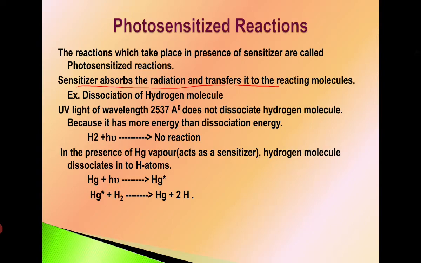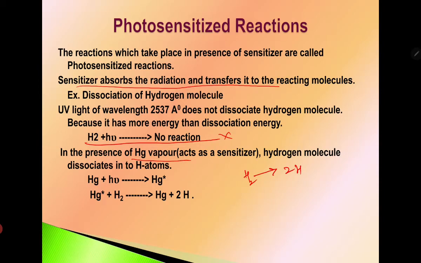Sensitizer absorbs the radiations and transfers them to the reacting molecules. For example, dissociation of hydrogen molecule. UV light of wavelength 2537 angstroms does not dissociate the hydrogen molecule. So the hydrogen molecule cannot undergo dissociation by absorbing radiations alone. But in the presence of mercury vapors, the reaction occurs, that is, hydrogen undergoes dissociation to two hydrogen atoms.